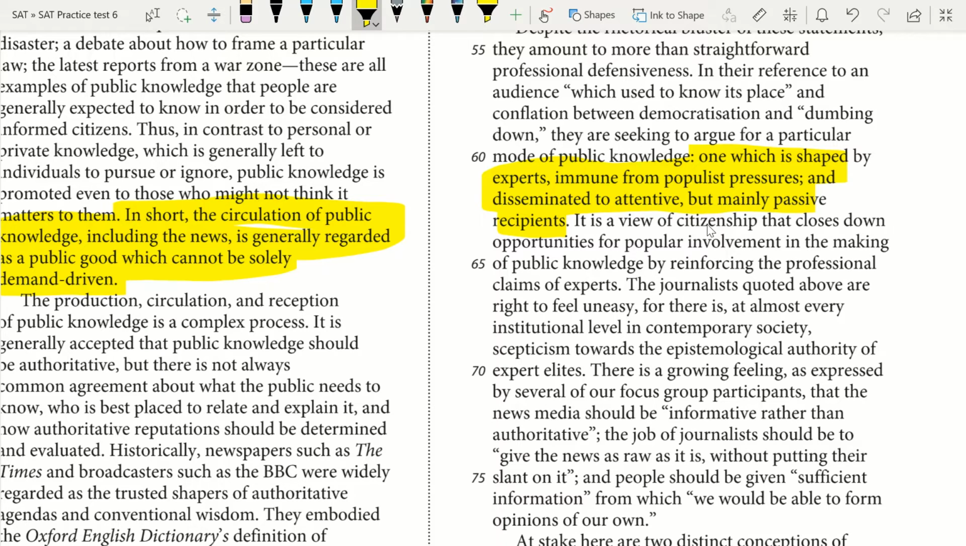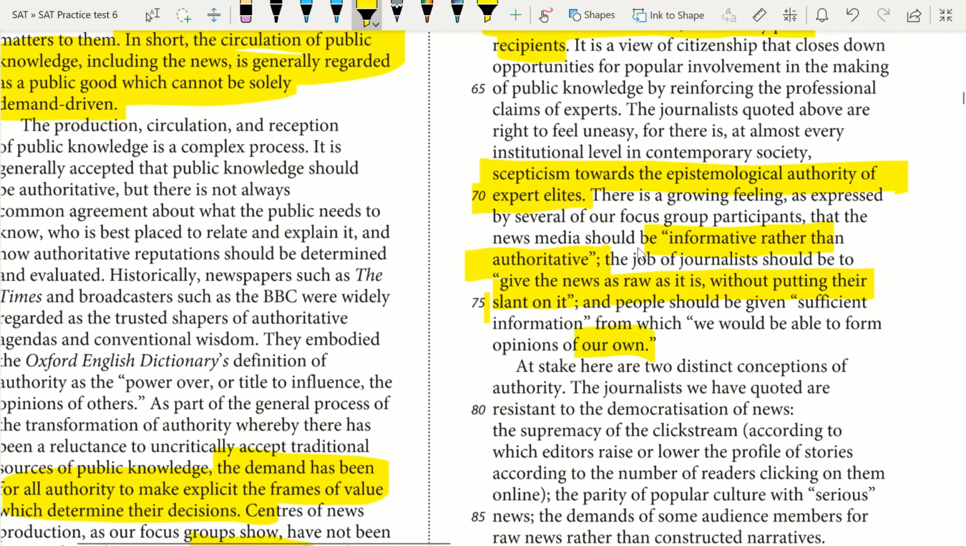The journalists quoted above are right to feel uneasy, for there is at almost every institutional level in contemporary society skepticism towards the epistemological authority of expert elites. There is a growing feeling, as expressed by several of our focus group participants, that the news media should be informative rather than authoritative. The job of journalists should be to give the news as raw as it is without putting their share on it, or their slant on it. And the people should be given sufficient information from which we should be able to make our opinions of our own. At stake here are two distinct conceptions of authority.